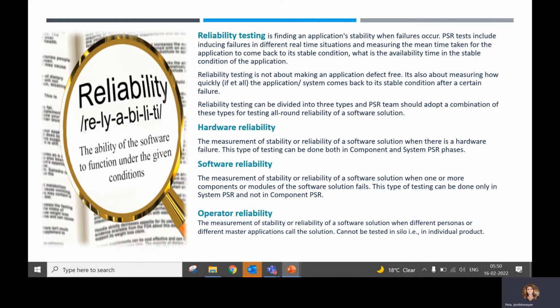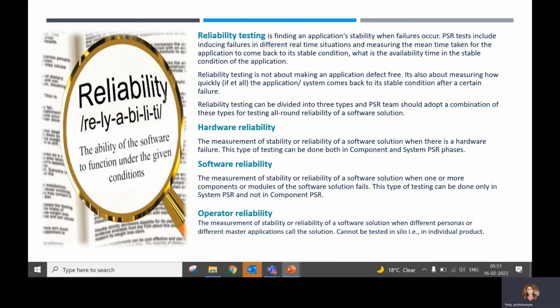And when I have an end-to-end product with multiple products inside, and if one of them misbehaves, or if one of them's load changes, or if there is a unique scenario which is usually not possible in the normal workload distribution in the PSR environment, for example a read and a write occurring on the same metadata or on the same table for the same unique ID or primary key, there may be a failure. So these kinds of testing, where there are interdependent products, but there may or may not be a hardware or a software failure as such, that is when operator reliability comes into the picture.